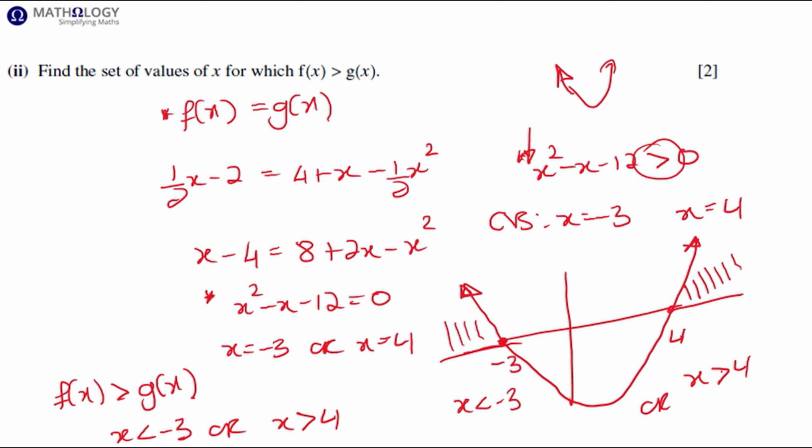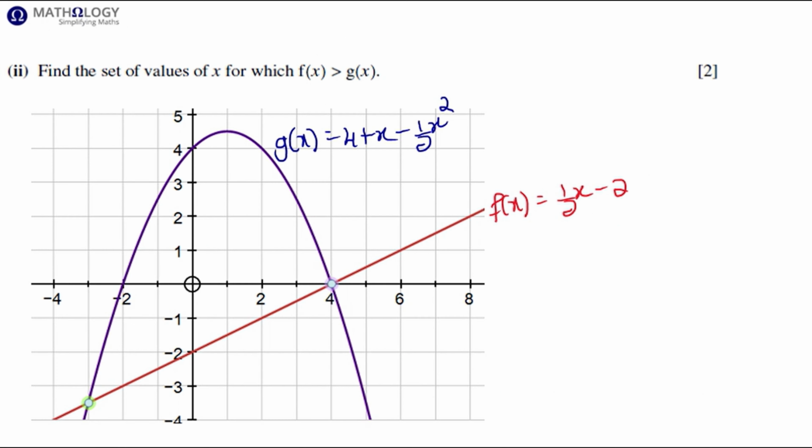Now we're going to solve this inequality graphically by sketching f of x and g of x. By sketching f of x and g of x, I can solve this inequality. The points of intersection have been indicated, A and B. Now we are looking for the values of x for which the y values of f of x are greater than the y values of g of x. In other words, we're looking for the values of x where the straight line lies above the quadratic function.